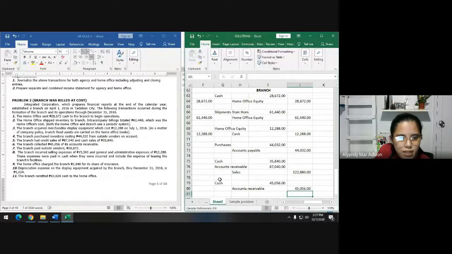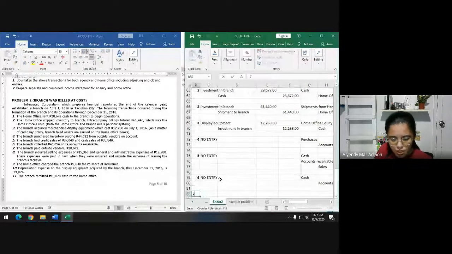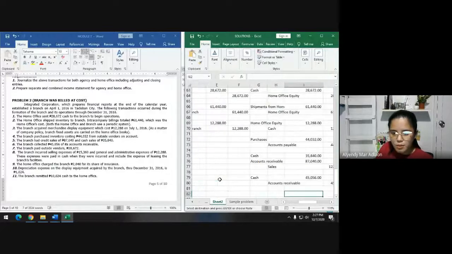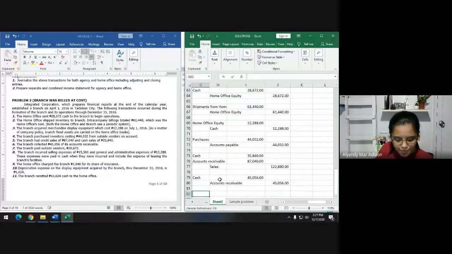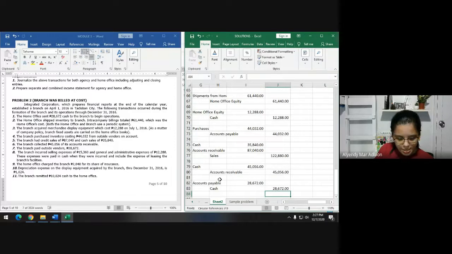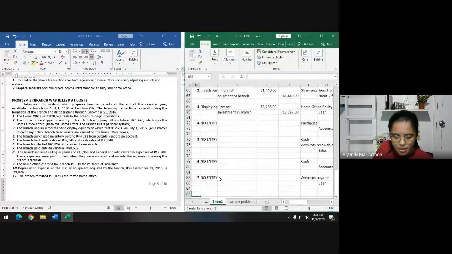And the next, the branch paid outside vendors. So, number 7, no entry lang gihapon on the part of the home office. But for the branch, that would be a debit to accounts payable and credit to cash for 28,672. Okay, that is the payment.